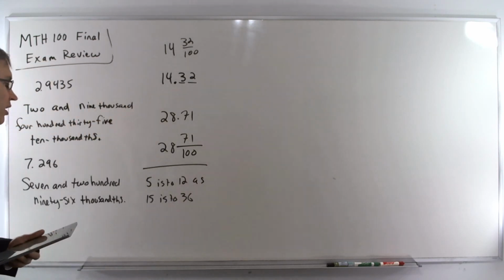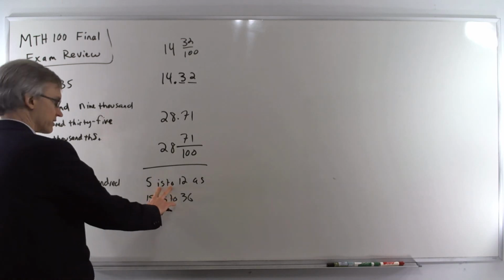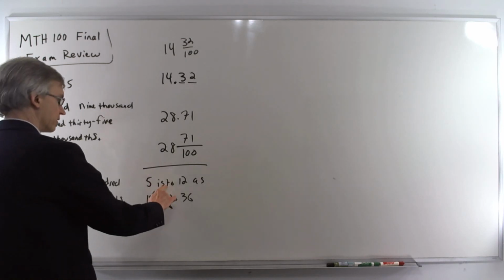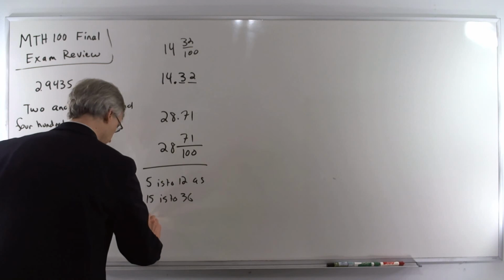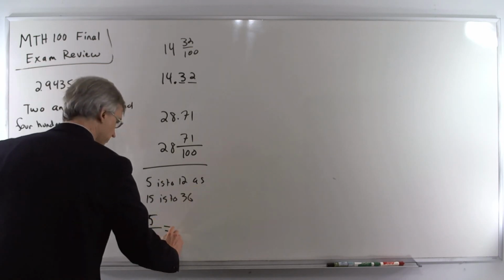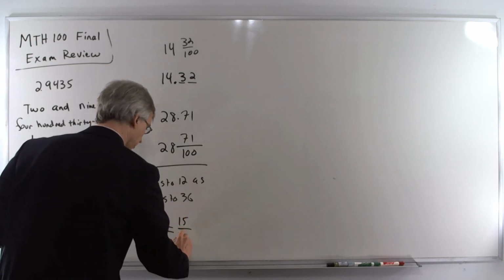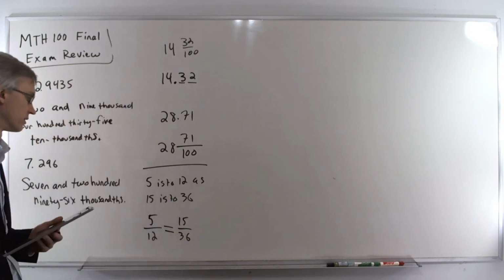Five is to 12 as 15 is to 36. "Is to" can be read as the divisor line, so 5 divided by 12. "As" is the equal sign, and then 15 is to 36, 15 over 36. There's the proportion.